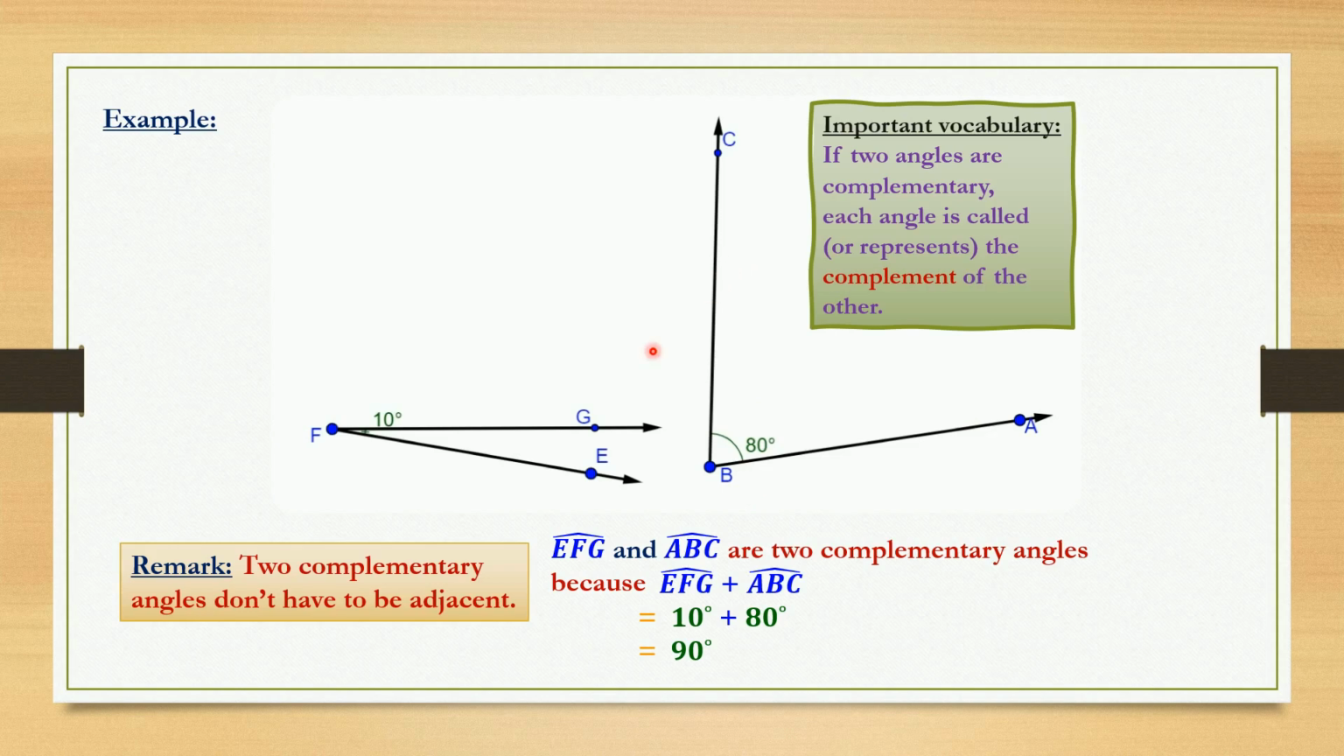Same here, the complement of angle EFG means how much do I need to add to 10 degrees to obtain 90 degrees. I need to add 80 degrees. So the complement of angle EFG is angle BAC. Each angle is the complement of the other.